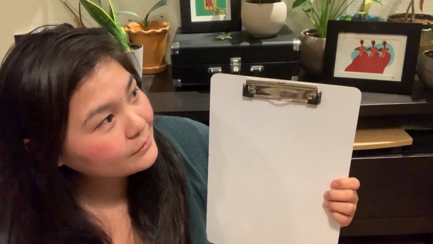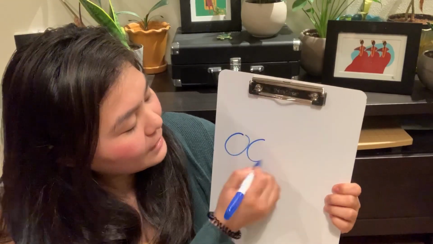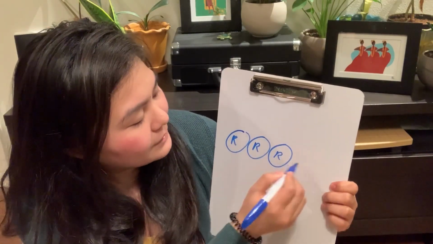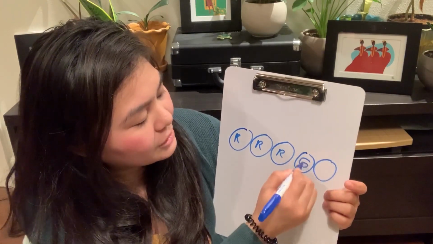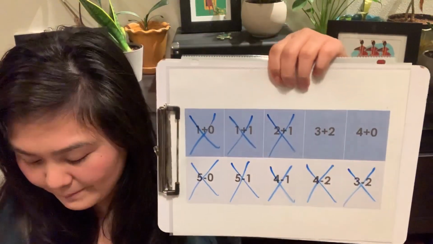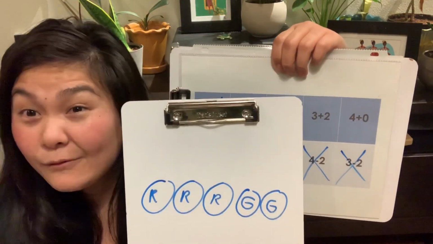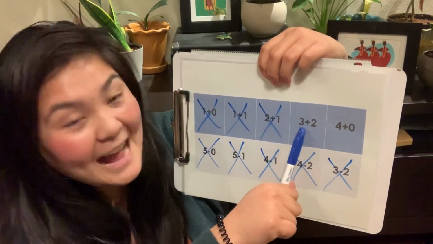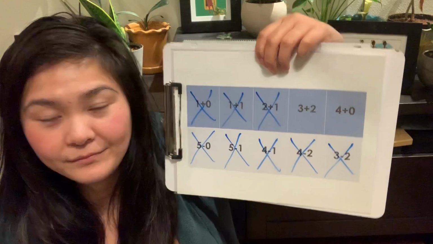So I had some apples, 3 were red, so I'm going to make an R for red, for those red apples, and 2 were green. So I'm going to make a G for the green apples here. Oh, but because I drew 3 red apples and 2 green apples, the number sentence that makes sense is 3 and 2 or 3 plus 2. I'm going to cross out that number sentence and move it to the finish pile.